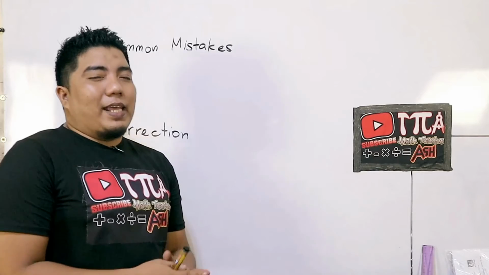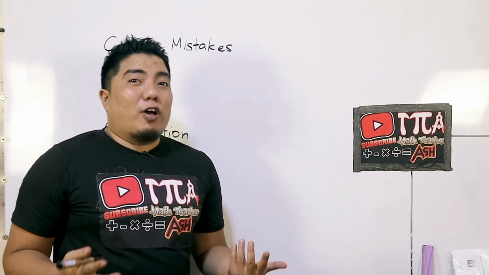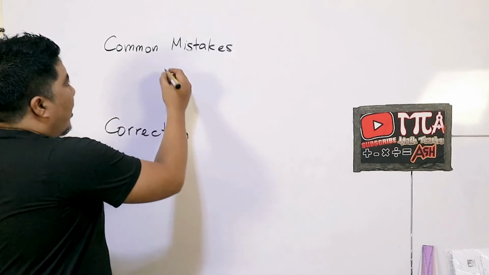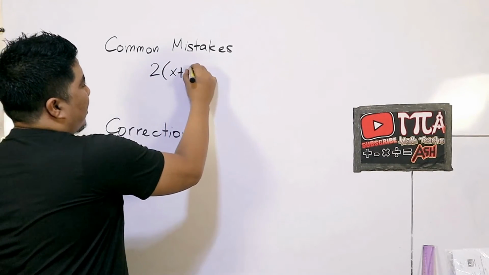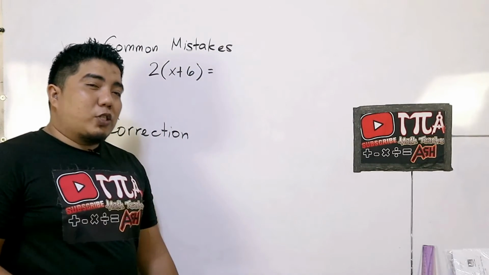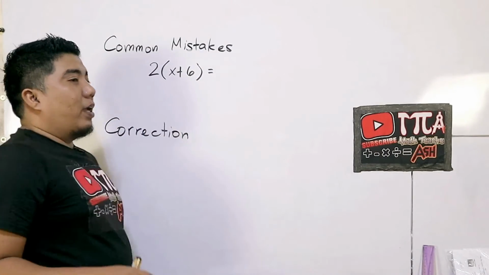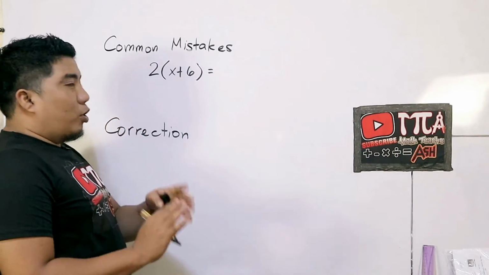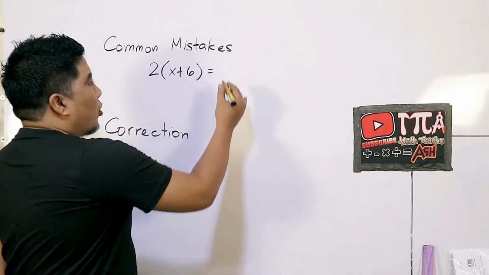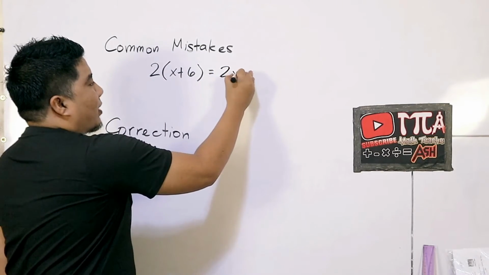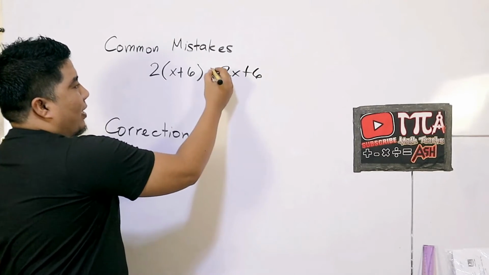Now for our next common mistake, this is an example of the distributive property. Okay, some students have this example, 2 times the quantity x plus 6. What some students do is that they just multiply the number outside by the first term inside, giving them 2x plus 6. And this is wrong.